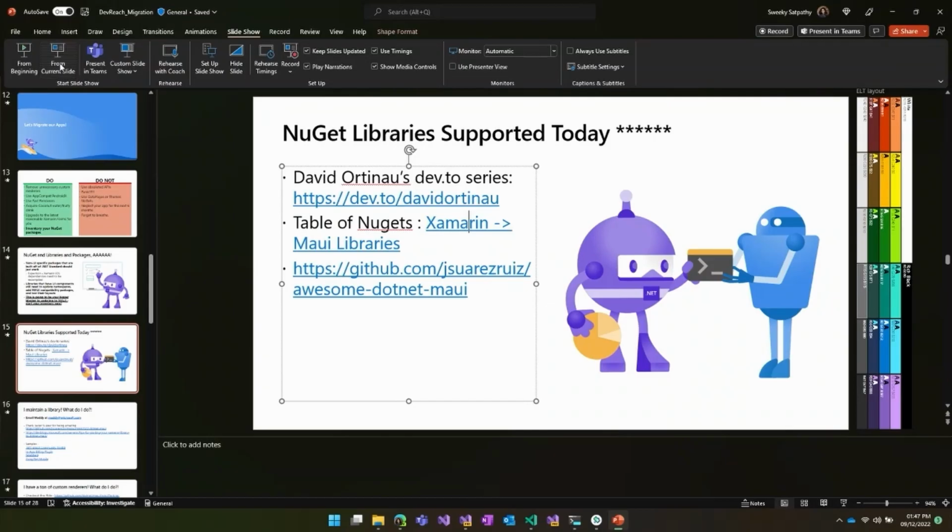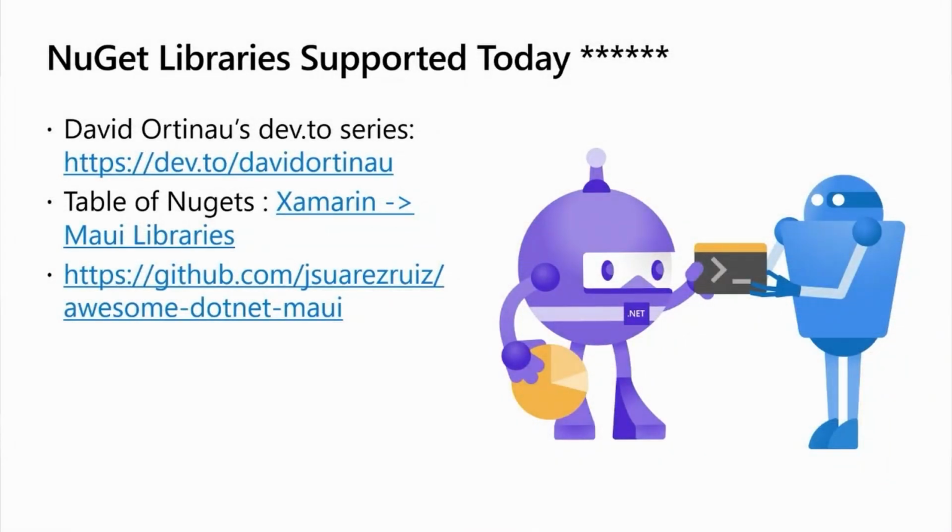Also, Javier, you will see me say Javier's name so many times in this presentation, it could be a drinking game at this point. Javier is maintaining his awesome .NET MAUI repo. Within that, in his README, if you scroll down, he has UI libraries and other UI-based component libraries that you can check. So maybe it's a really old NuGet package and you're not able to find a MAUI alternative for it. You can see his list and see if there's something to swap it out with.